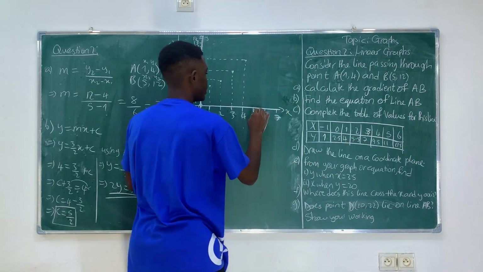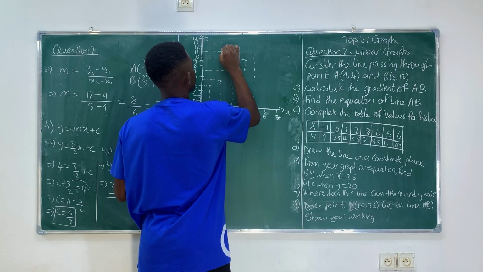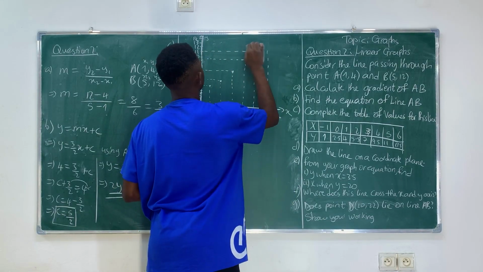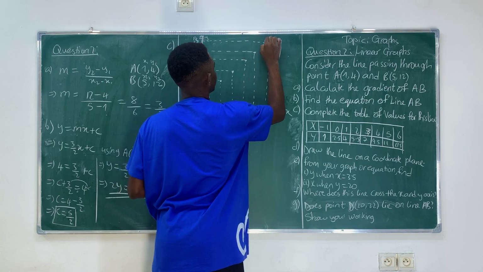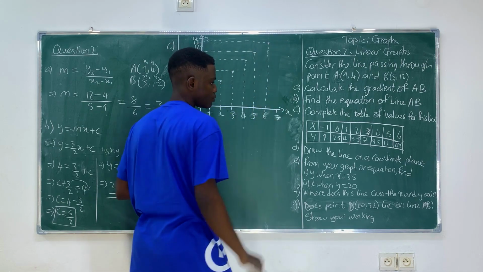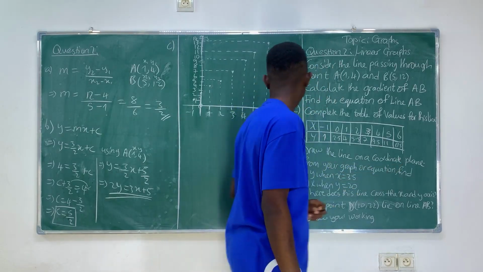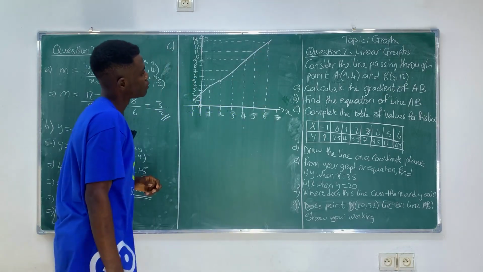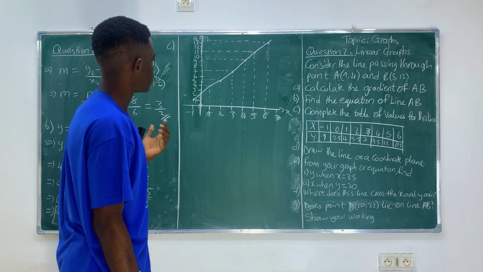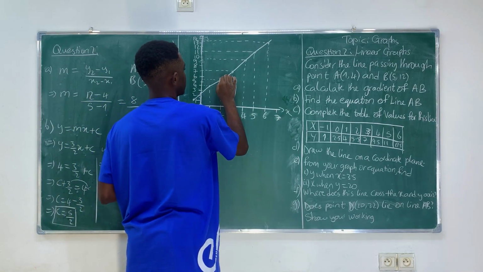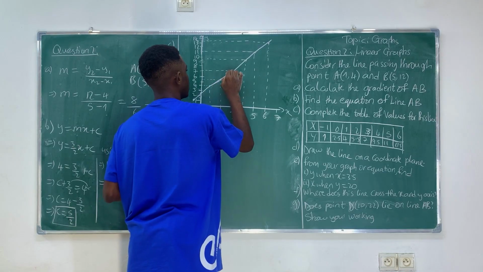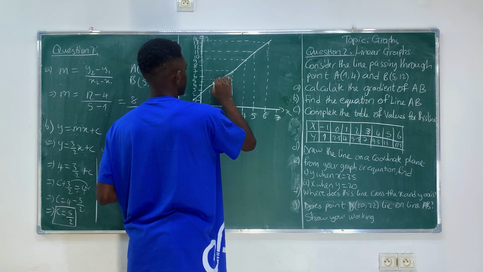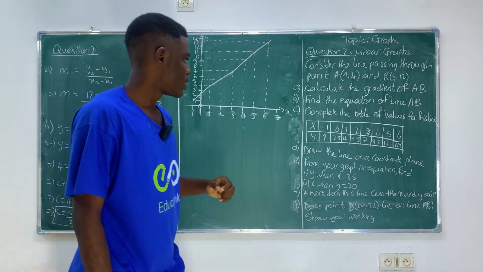When x is 5, we have 11. When x is 6, we have 13.5. So draw the line on the coordinate plane. Let us draw a line on that coordinate plane. It's not that straight, but in your book it is supposed to be more straight than this. Okay, so that is our line.